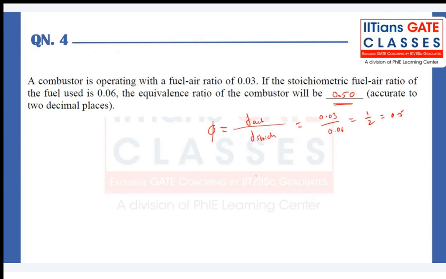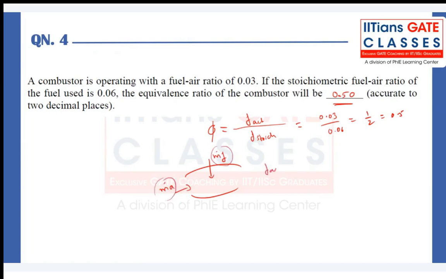We answered. What does equivalence ratio actually signify to us? So F actual is the actual fuel to air ratio. Say I have a combustor, I am supplying some amount of fuel and I have some amount of mass flow rate of air which is coming into the combustor. If I take the ratio of these two, that is my actual fuel to air ratio.